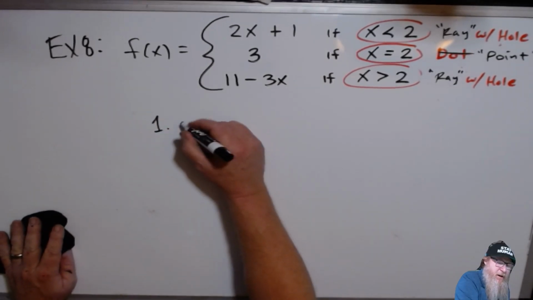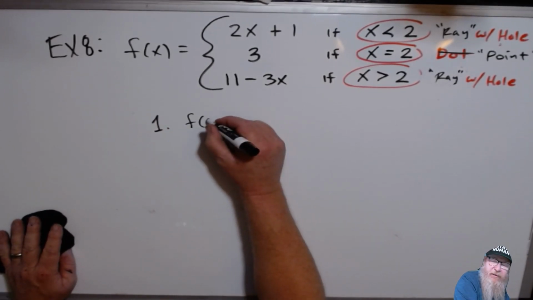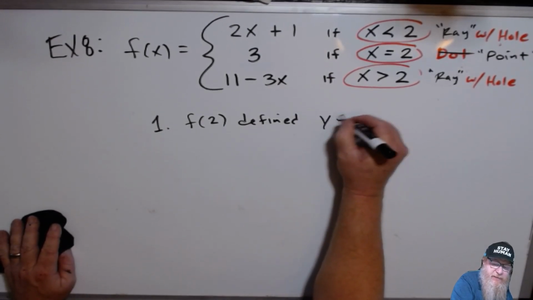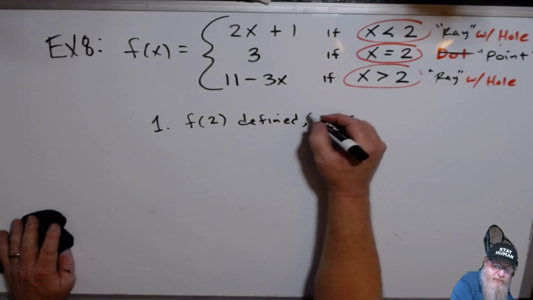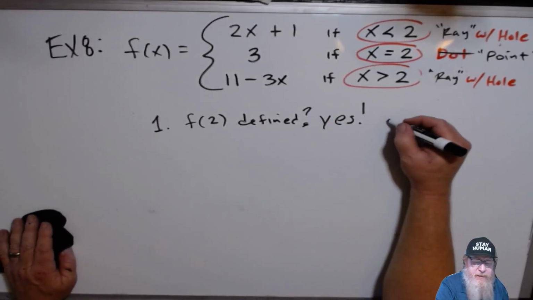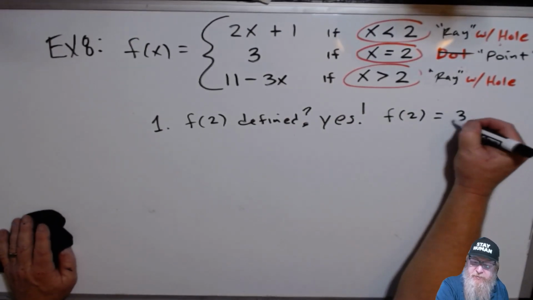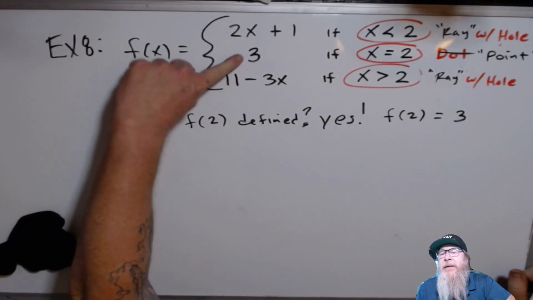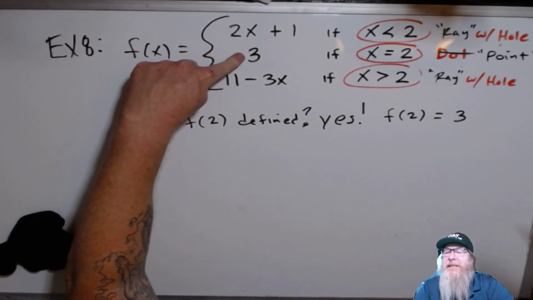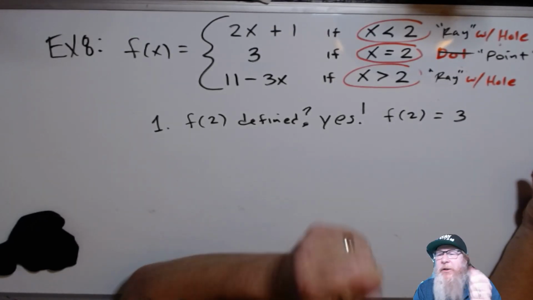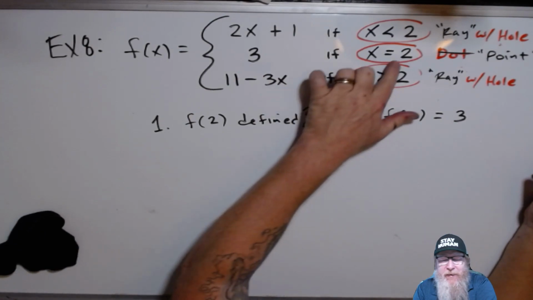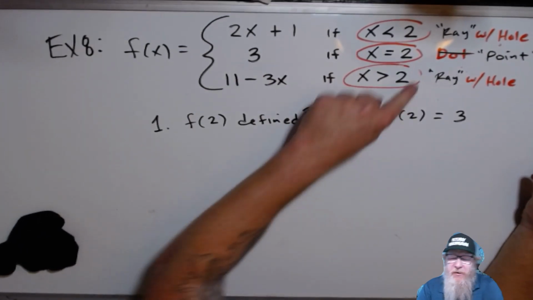So is f of 2 defined? Yes. It is defined. F of 2 is equal to 3. All right. When you see a number like this and there's no x's, it means that it's always equal to that number. The output has already been predetermined. So it doesn't matter that this is 2. Right? This could have been any number.